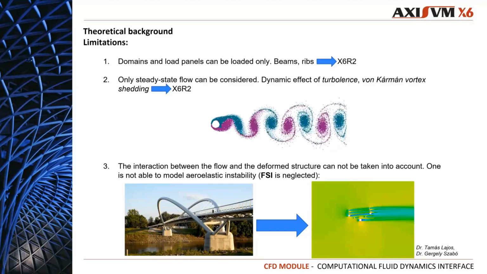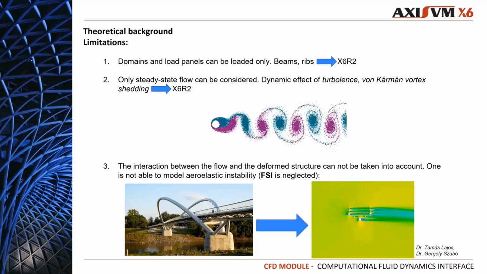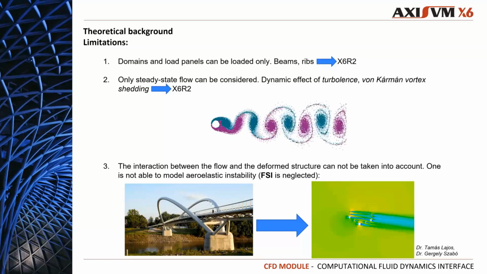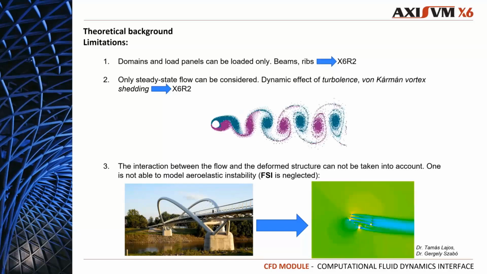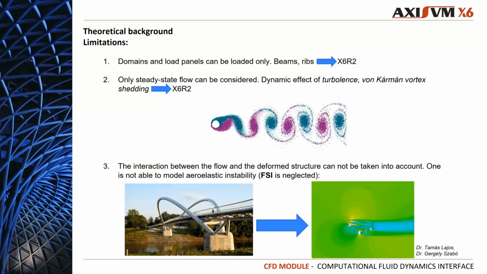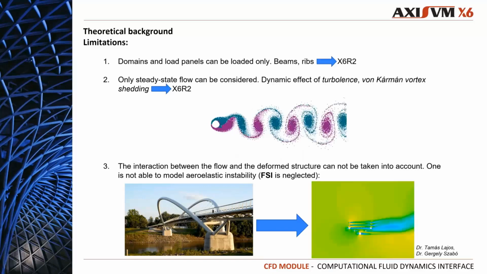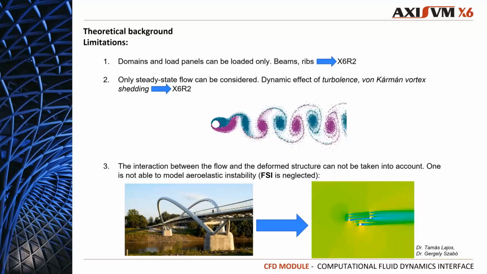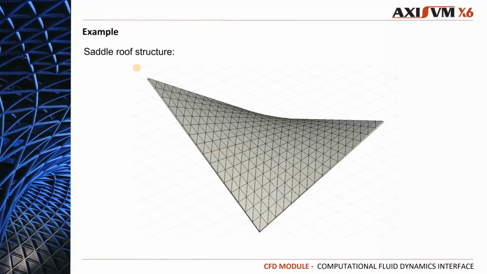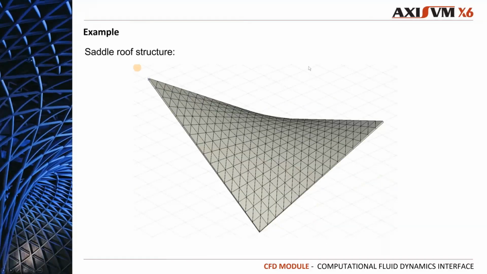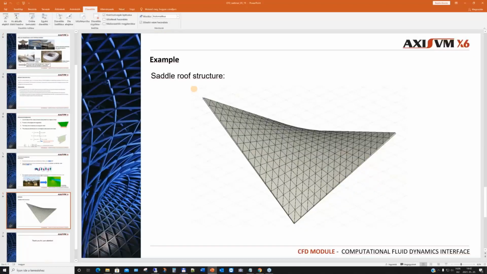And in the third point, we can see flutter analysis of a Hungarian bridge's cross-section. So it is an aerodynamic instability, just for the sake of interest. Okay, so next, I would like to show you an example.